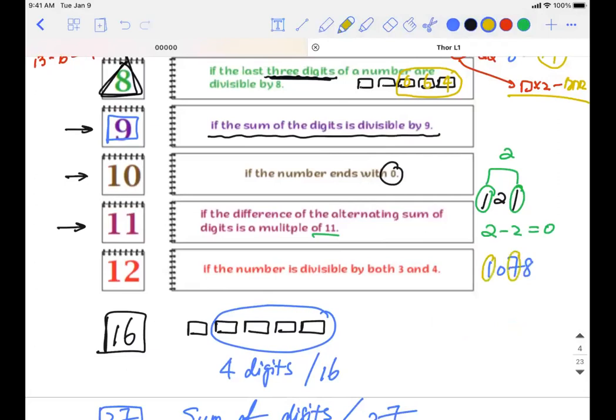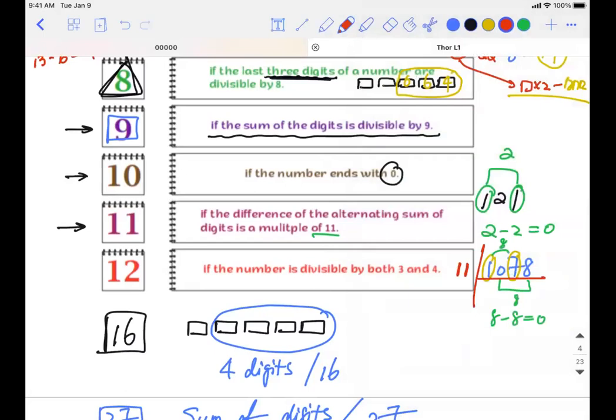These are the odd digits. These are the even digits, right? 7 plus 1 equals 8. 8 plus 0 equals 8. 8 minus 8 equals 0. So this is also divisible by 11. So therefore, 1078 is also divisible by 11.